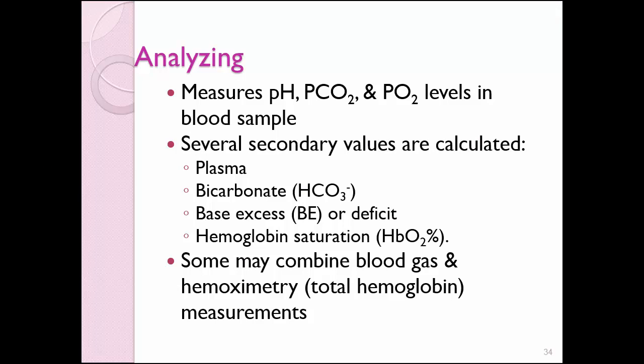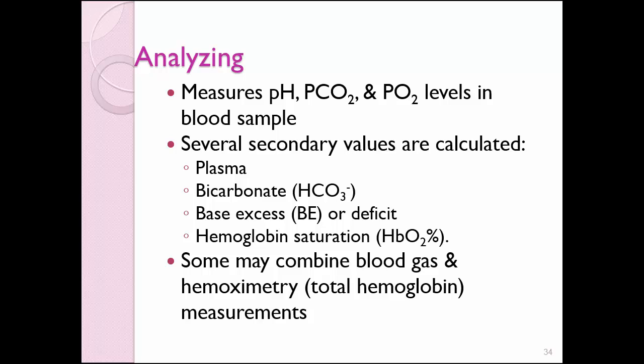So once we have the blood collected, we're going to run it through an analyzer. What these blood gas analyzers do is they measure the pH, the PaCO2, and the PaO2. Several secondary values are calculated, for example, the plasma bicarbonate, the base excess, and the hemoglobin saturation.